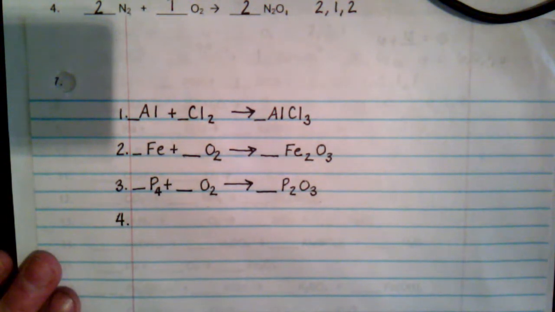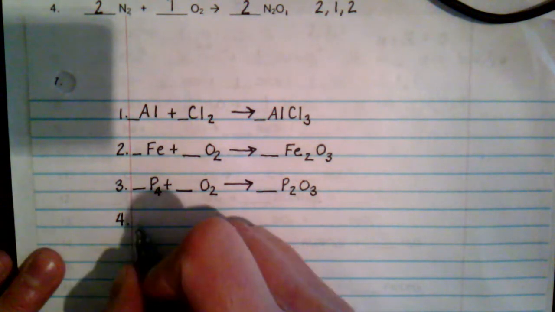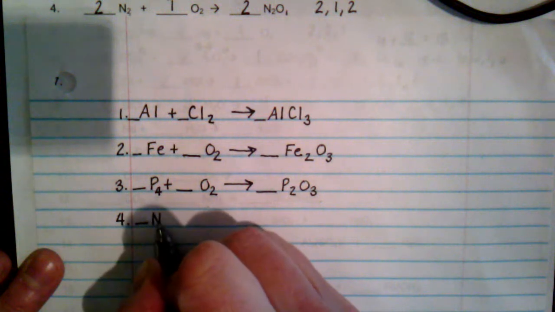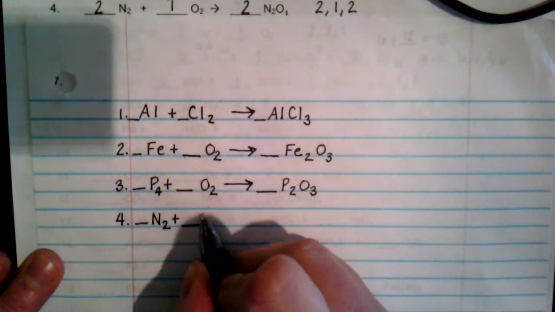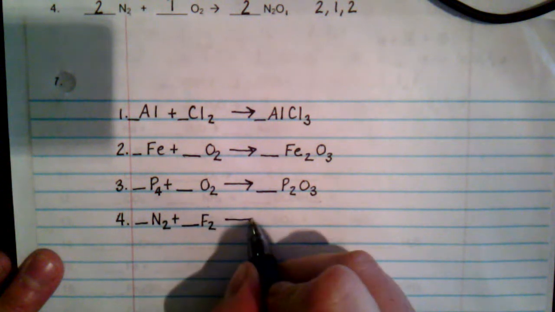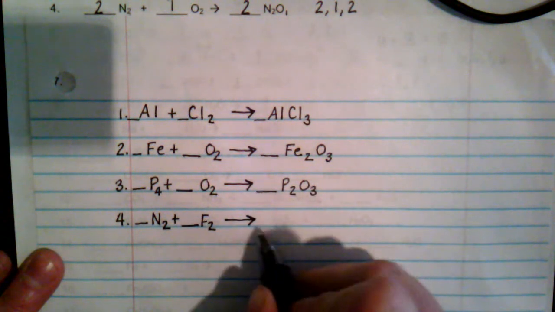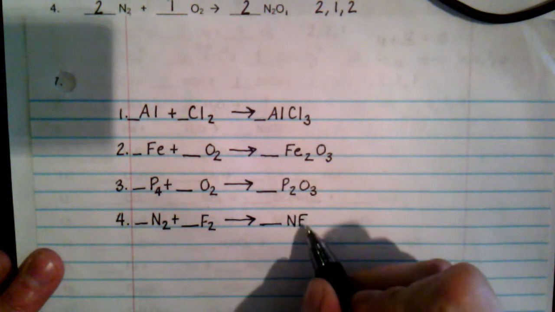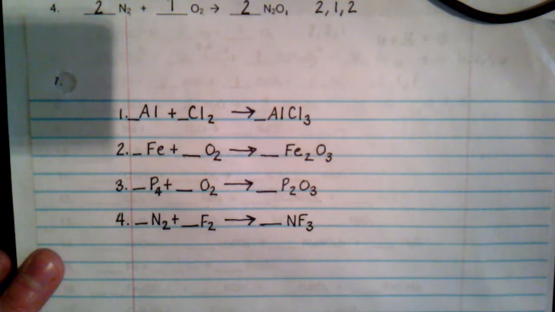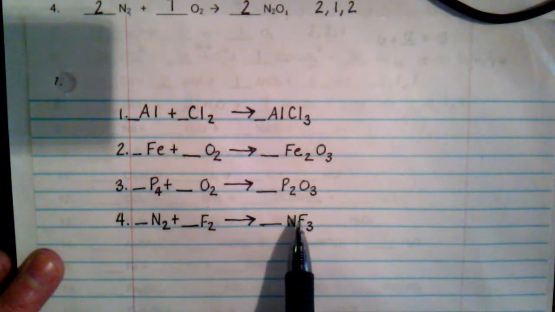The next one I'm going to give you is nitrogen, which is N2, plus fluorine, which is F2, yields NF3. We would start with the fluorines.